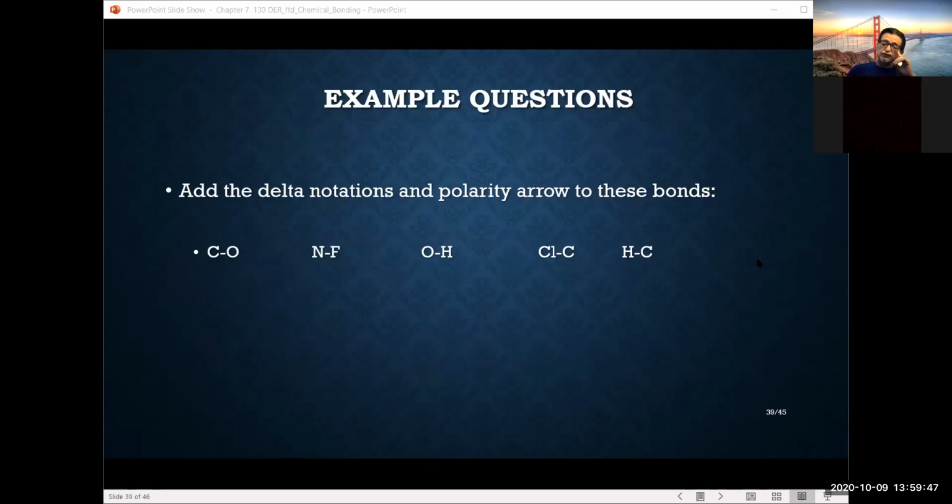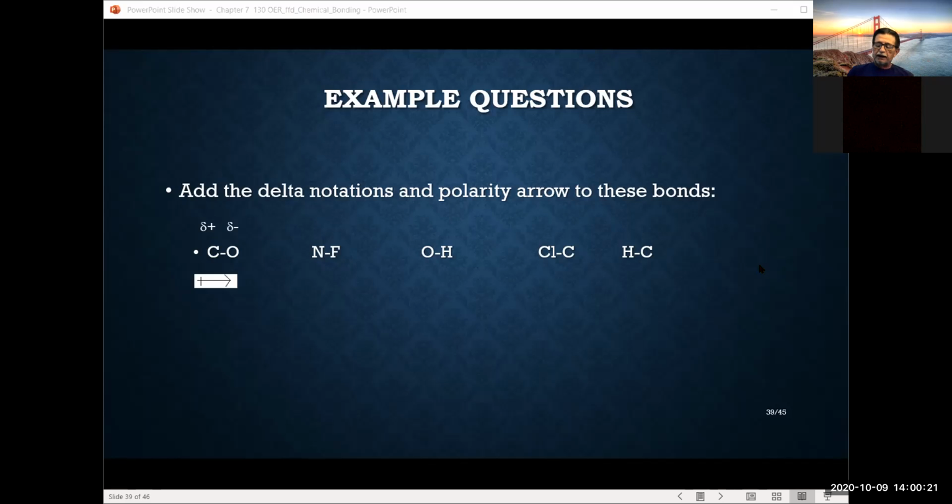Now here they're asking you to write the delta notation, which is the partial positive and the partial negative, and the polarity arrow, which is the arrow with a little plus sign at the end. They're asking you to draw it here. And so we have carbon, oxygen. Obviously, we've got a polar bond between different elements. Okay. We check to see who's more electronegative. Oxygen's a lot more electronegative, so we draw the arrow, in this case, from left to right, and we put the partial negative on the oxygen.